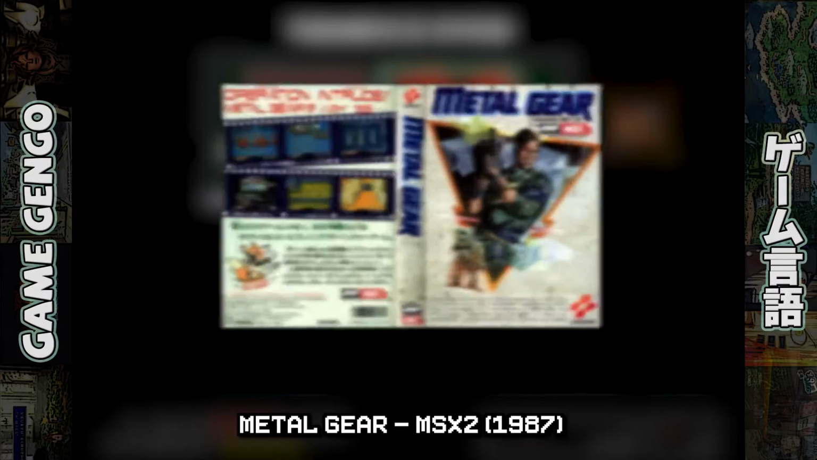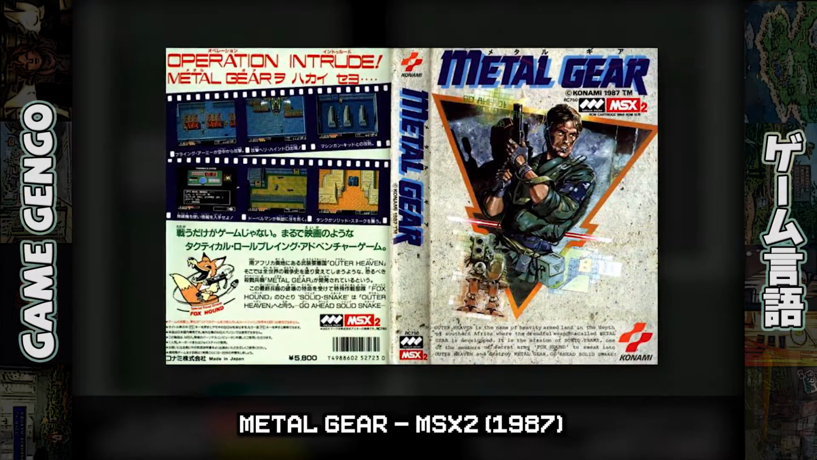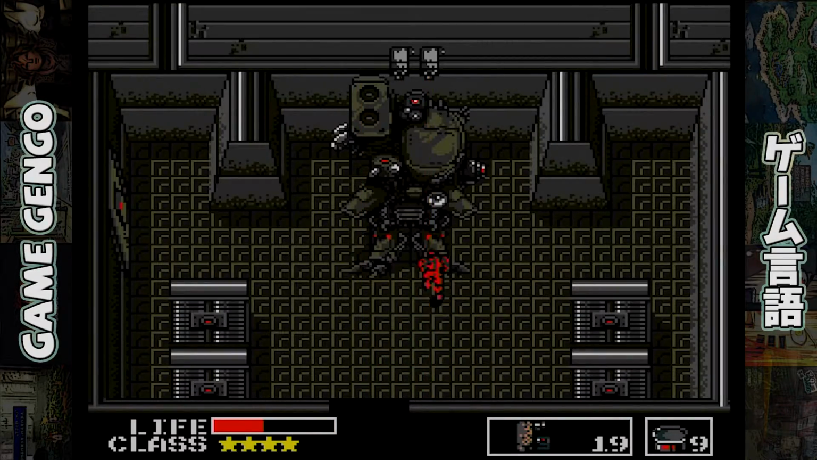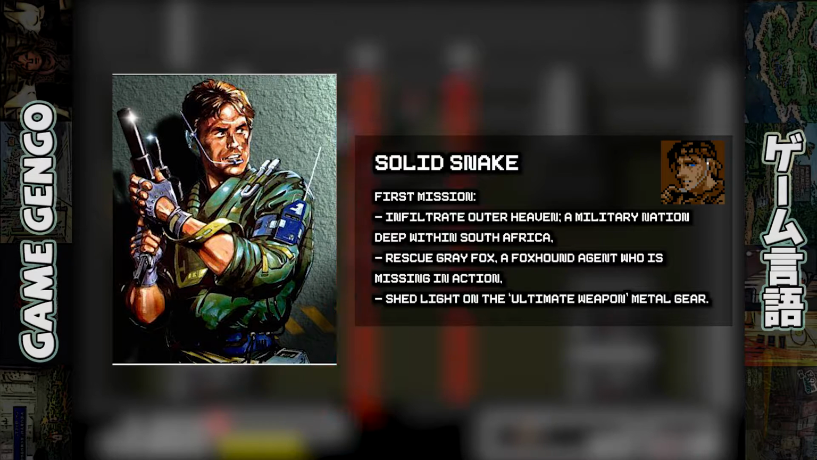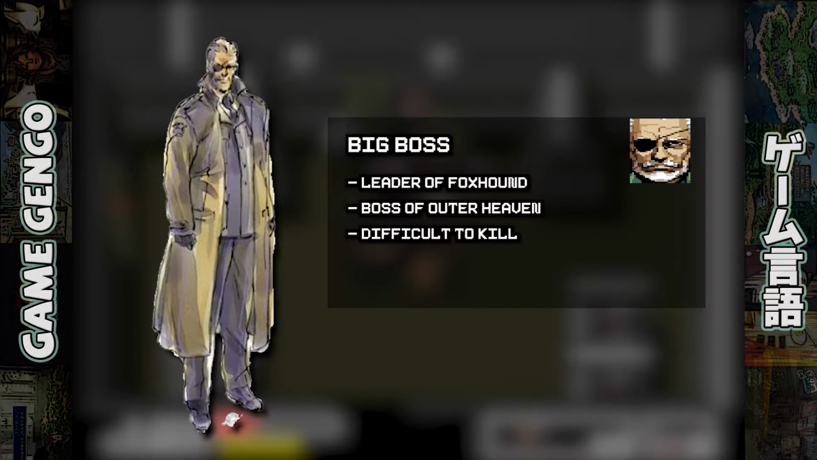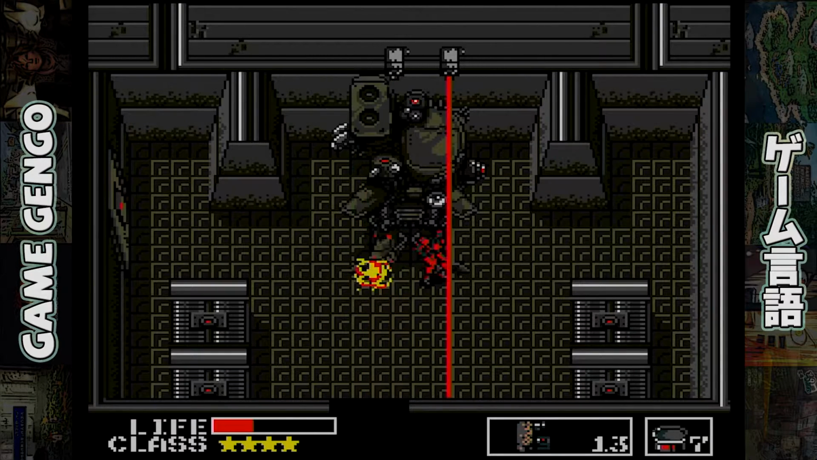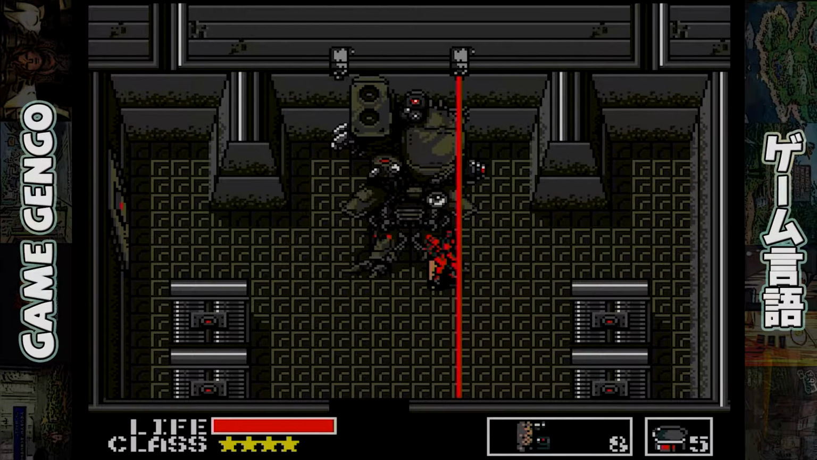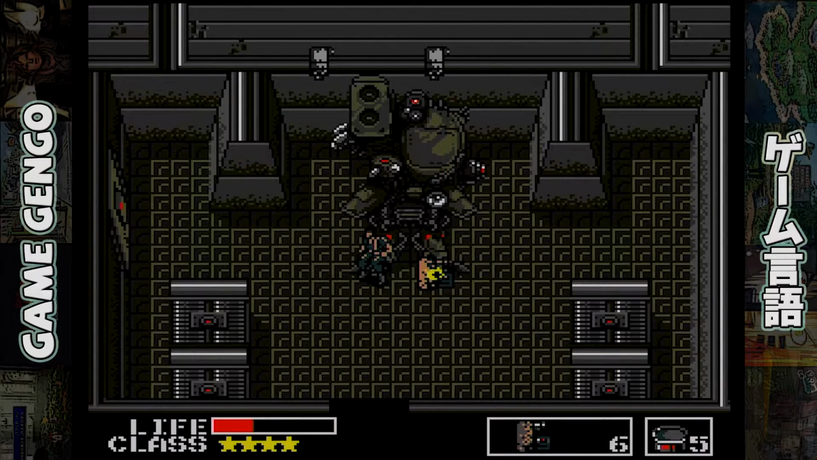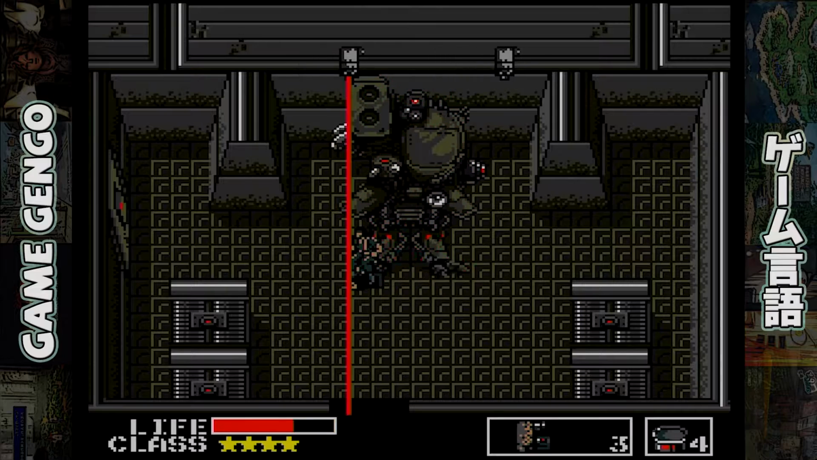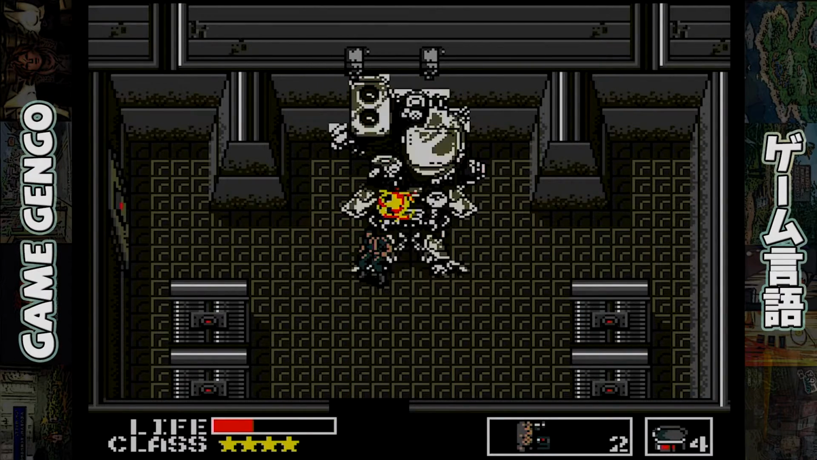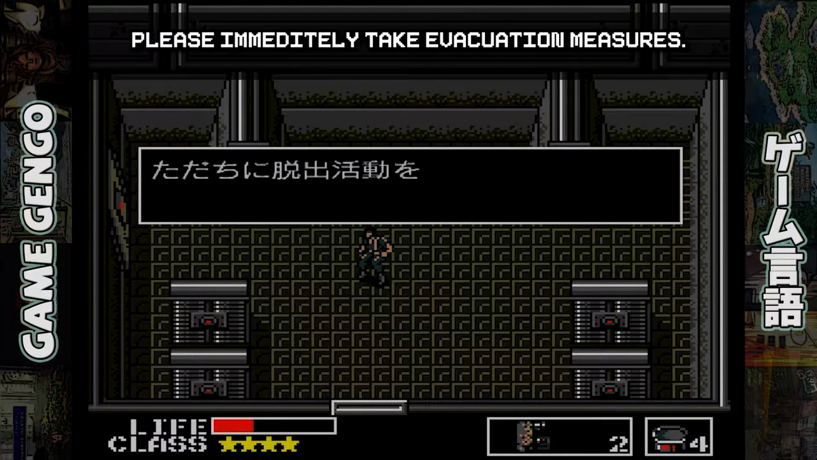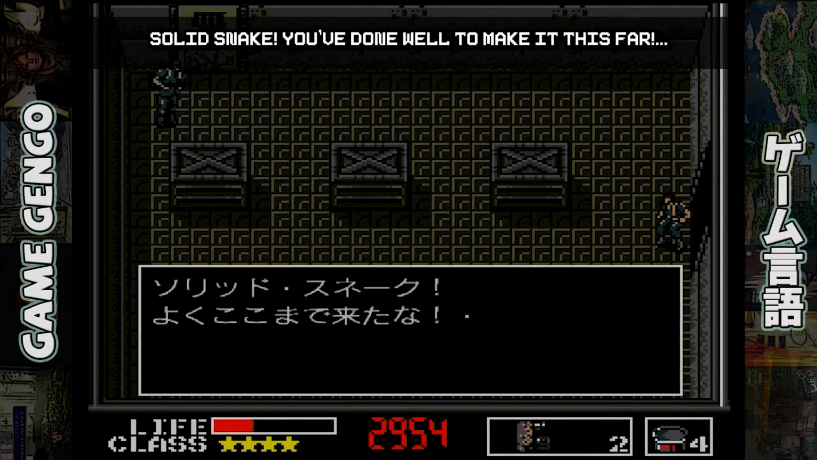First up, from the original Metal Gear for the MSX2 released in 1987 in Japan. Here we have a confrontation between the main character Solid Snake and the antagonist of the game series, Big Boss. With Snake having infiltrated Outer Heaven, all of a sudden the facility begins to self-destruct and Solid Snake is running to evacuate the facility. But on the way, he is interrupted by Big Boss, the leader of Foxhound and the Outer Heaven facility. Big Boss says to Snake that, "Solido Snake, yoku koko made kita na.